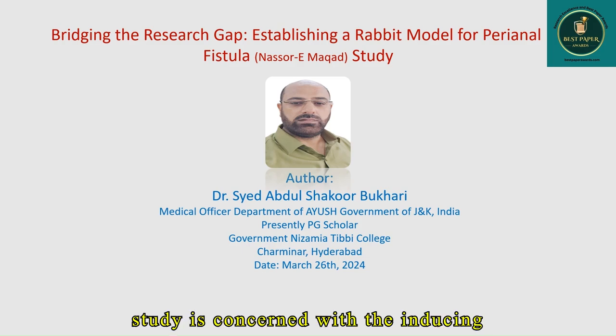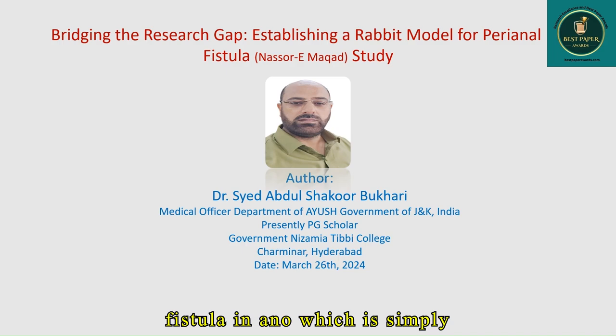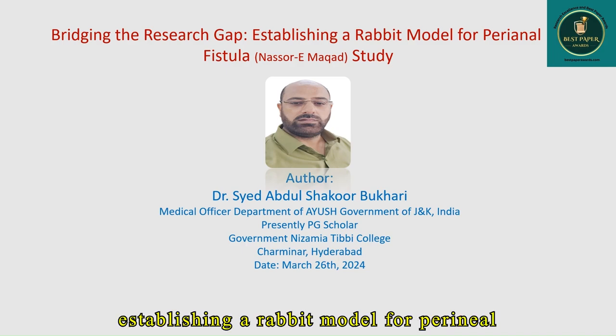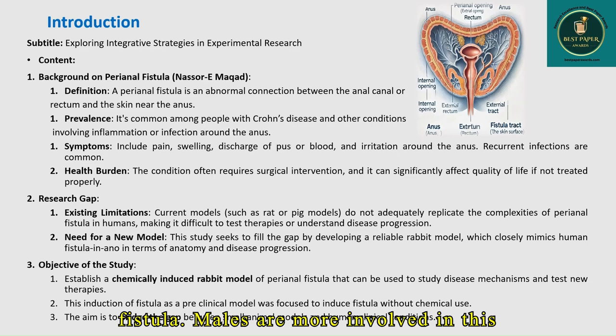Let us start with what a fistula is. My study is concerned with inducing fistula in ano, which is simply establishing a rabbit model for perineal fistula. Males are more involved in this disease as compared to females. A cohort study has revealed a higher prevalence of fistula among males under 16 years of age, predominantly with a disease duration of less than a year. One out of every 5 patients with an anorectal abscess is prone to develop this type of disease.